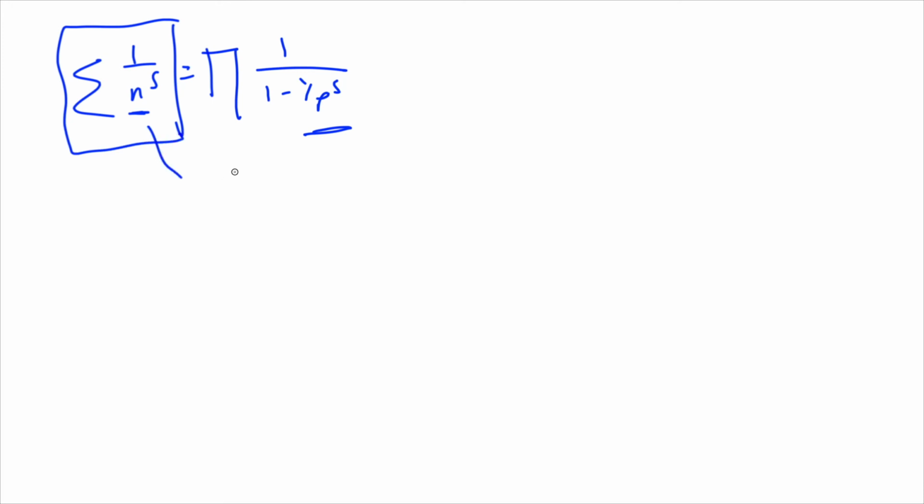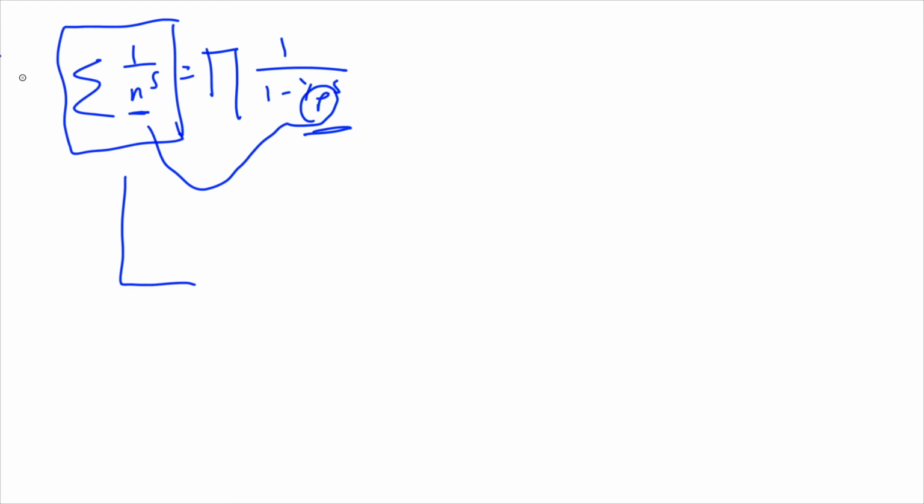We previously developed the Euler product formula. We called it the Golden Bridge, Euler's Golden Bridge, and it was the sum of 1 over n to the s equals the product of 1 over 1 minus 1 over p to the s. That's an infinite product, and that's an infinite sum. And this connects all the primes to all the natural numbers. So this encodes information about all the primes.